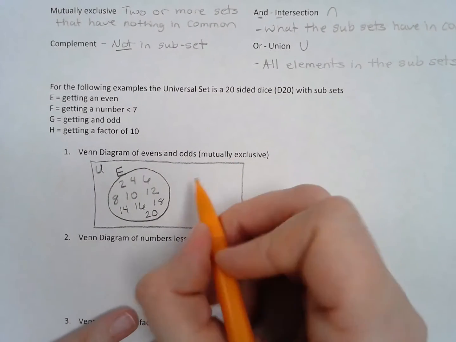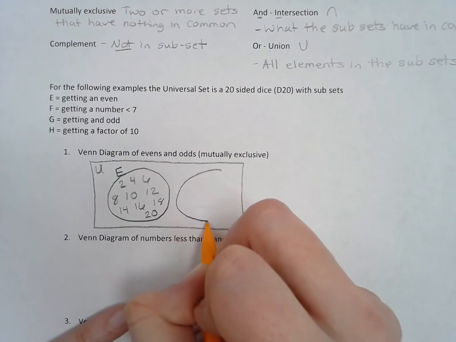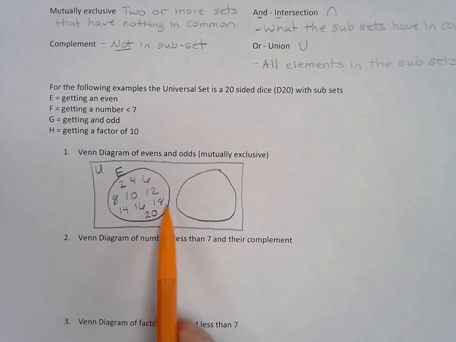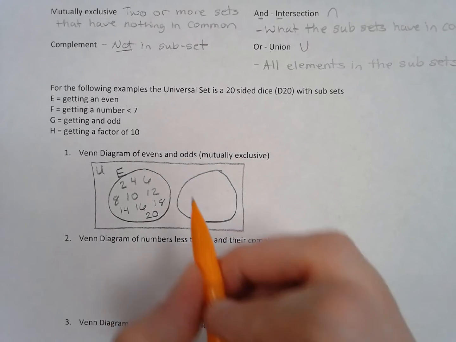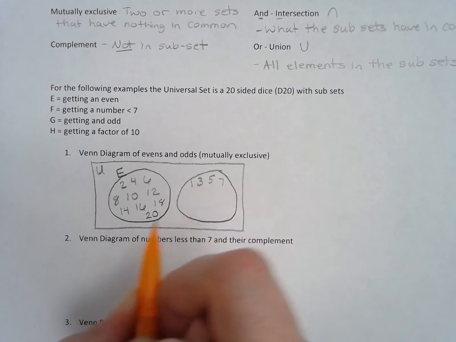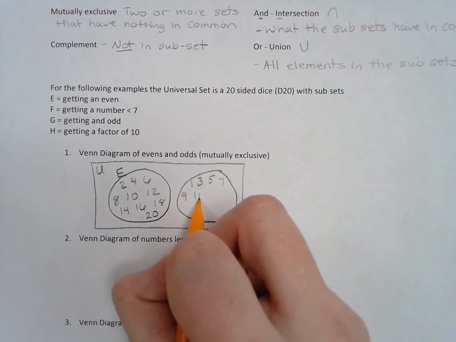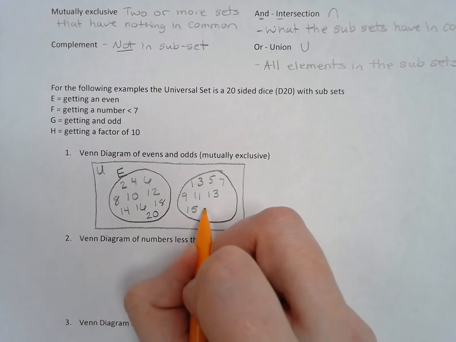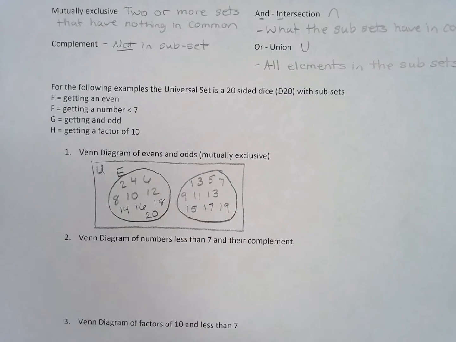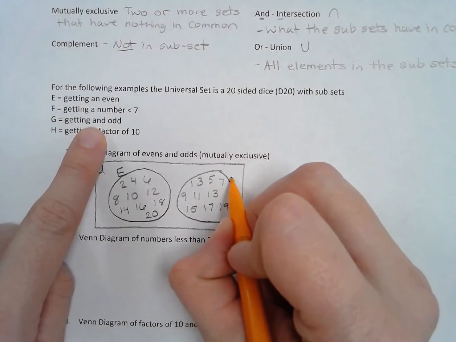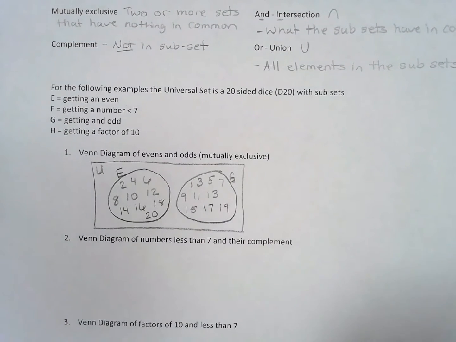And also, if we want to show the subset of odds, because they are mutually exclusive, they do not share anything in common, our subsets would not overlap or touch in any way. So the odd values, starting with 1, 3, 5, 7, 9, 11, 13, 15, 17, and 19. So this is the subset, as we described here, G, for that one.